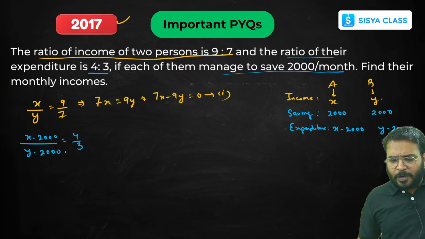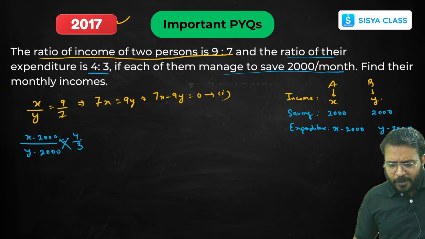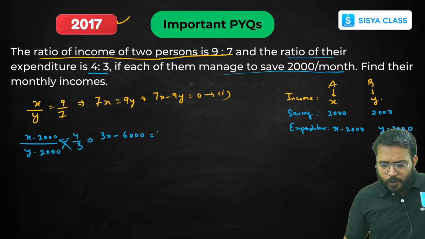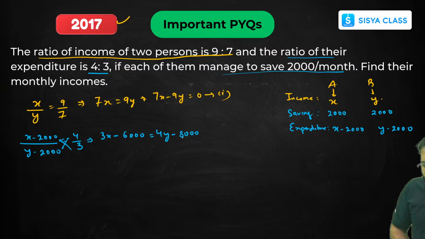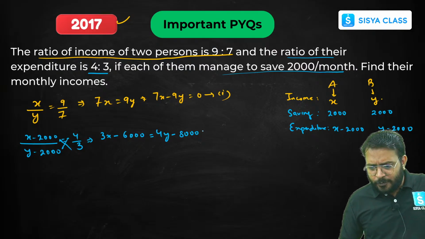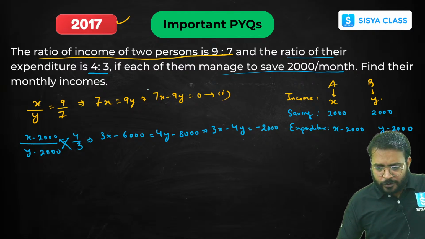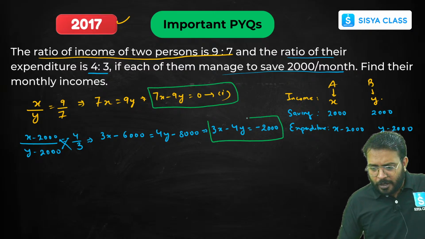Now, sir, what should I do? First of all, simplify this. How to simplify? Just cross multiply and simplify. So what will you get, beta? You will get 3x minus 6,000 is equal to 4y minus 8,000. Further we can simplify. We will get 3x minus 4y is equal to minus 2,000. So this is my equation 1 and this is my equation 2.